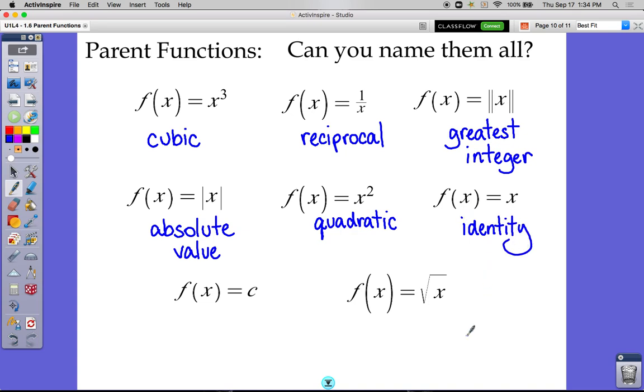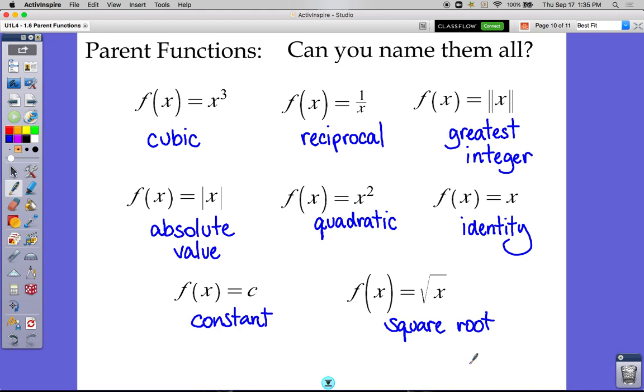F of x equals c, same value the whole time, a constant value. Now c is often going to be replaced by a number, whatever that is. And this one is the rocket, the square root. Starts from 0 and just takes off. All right. So hopefully you were able to name all of those just based on what the equations look like.